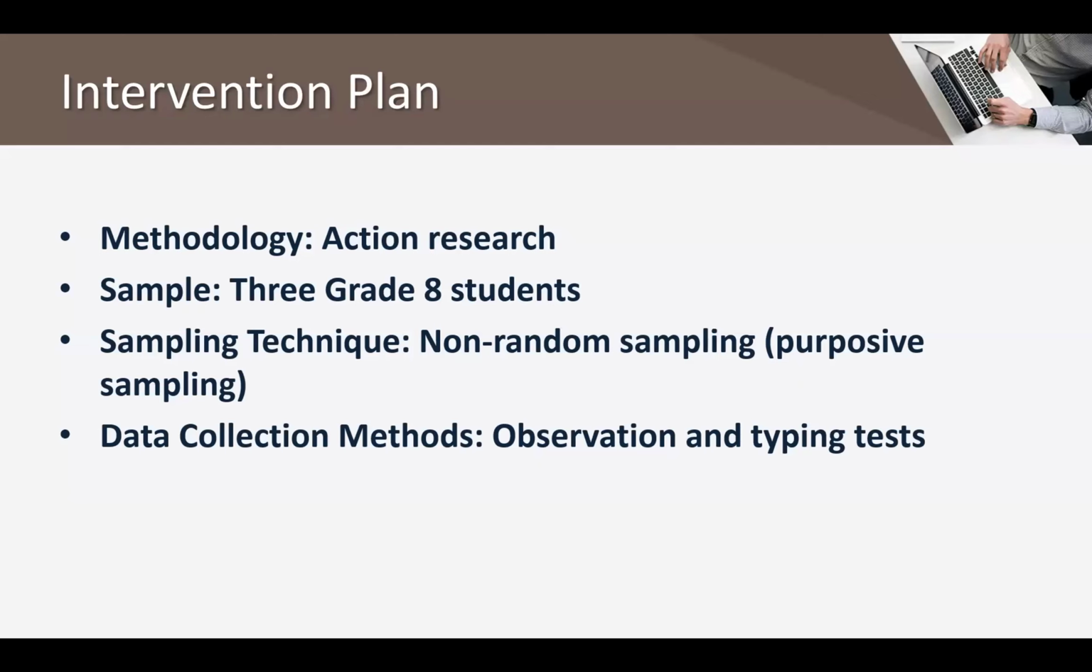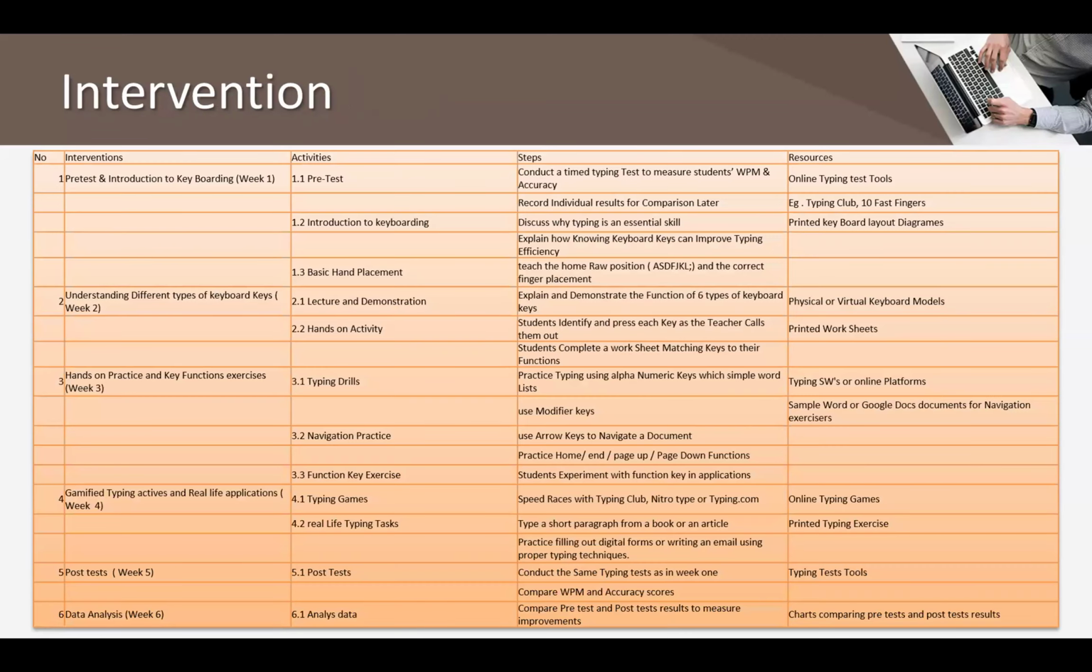Next important part is intervention plan. The methodology I used here, action research, and sample 4 grade 8 students. Yeah, I have given 3, it's by mistake, 4 grade 8 students I have selected. Sampling technique, non-random sampling means purposive sampling. Data collection methods, observation and typing tests.